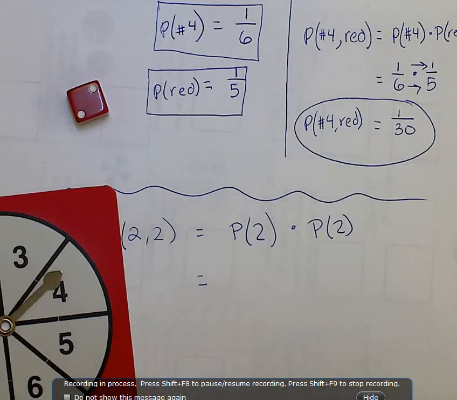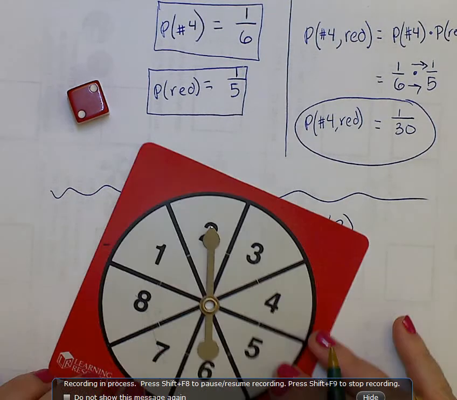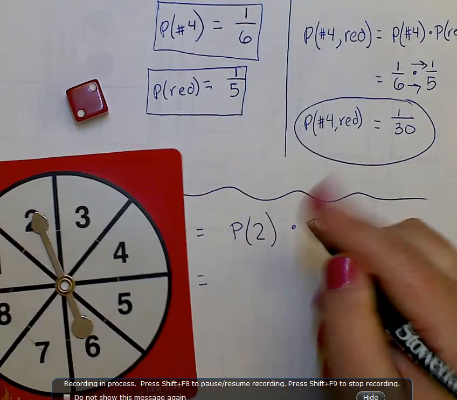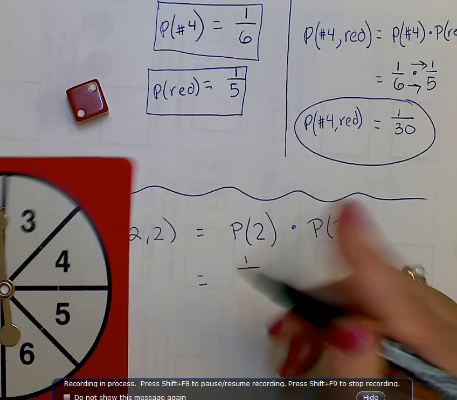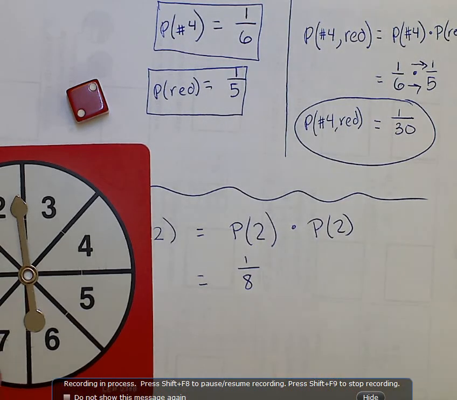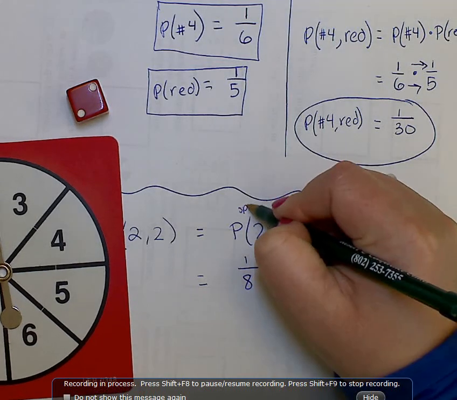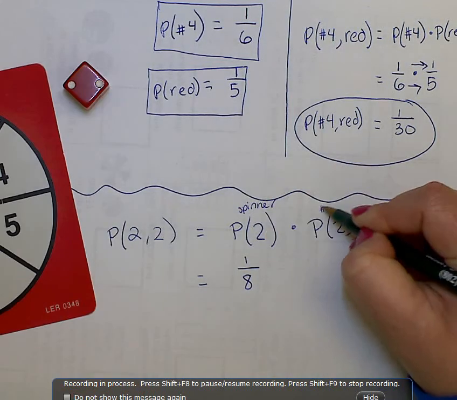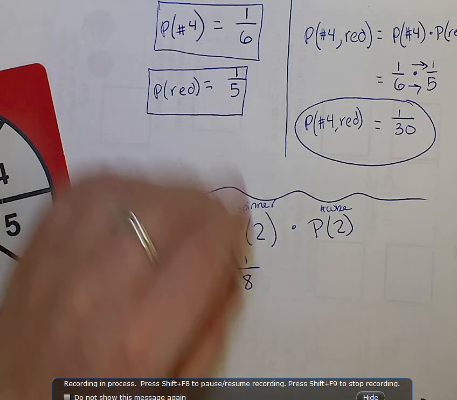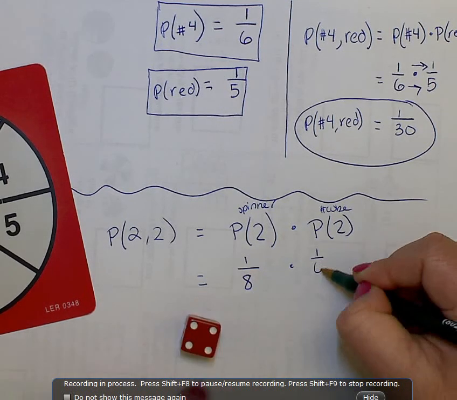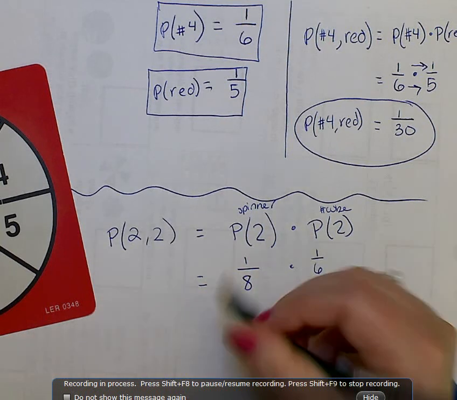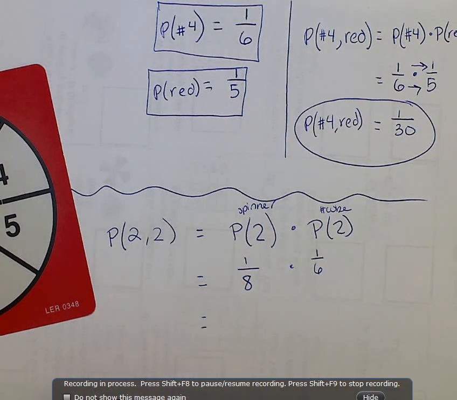Probability of getting a 2 on my spinner is 1 out of 1, 2, 3, 4, 5, 6, 7, 8. There's 8 total sections on my spinner. And on my number cube, there is 1 number 2 out of 6 sides. And you would multiply them to get your total probability.